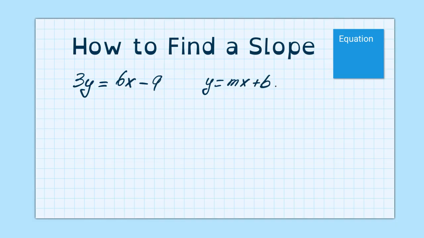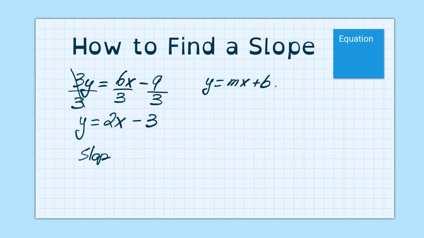To isolate y, as you can see, y is multiplied by 3. And to do the opposite of that, we have to divide everything by 3. All right, so let's go ahead and do that. Then y will equal 2x minus 3. Okay, and from here we can write that the slope is 2.